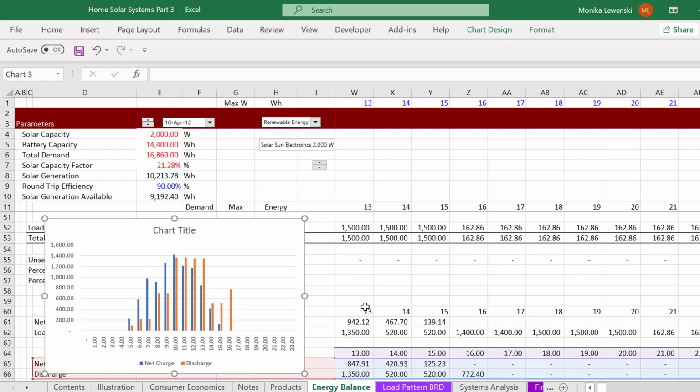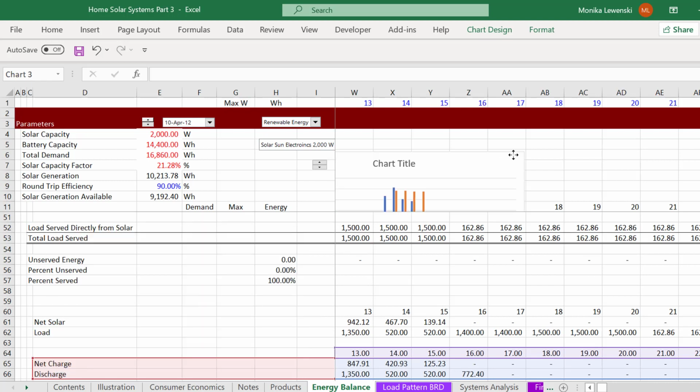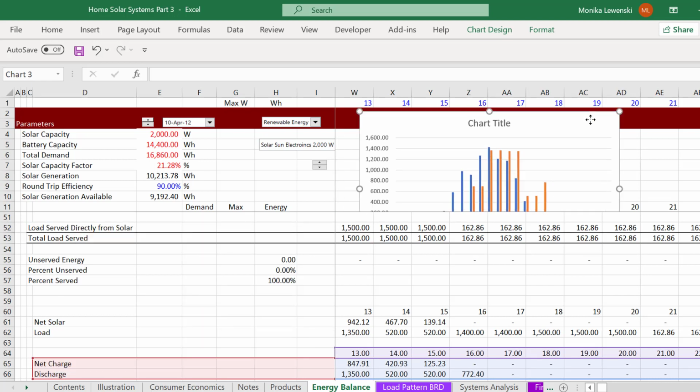Alt+F1 again, and this time I'm going to stick it up here somewhere.